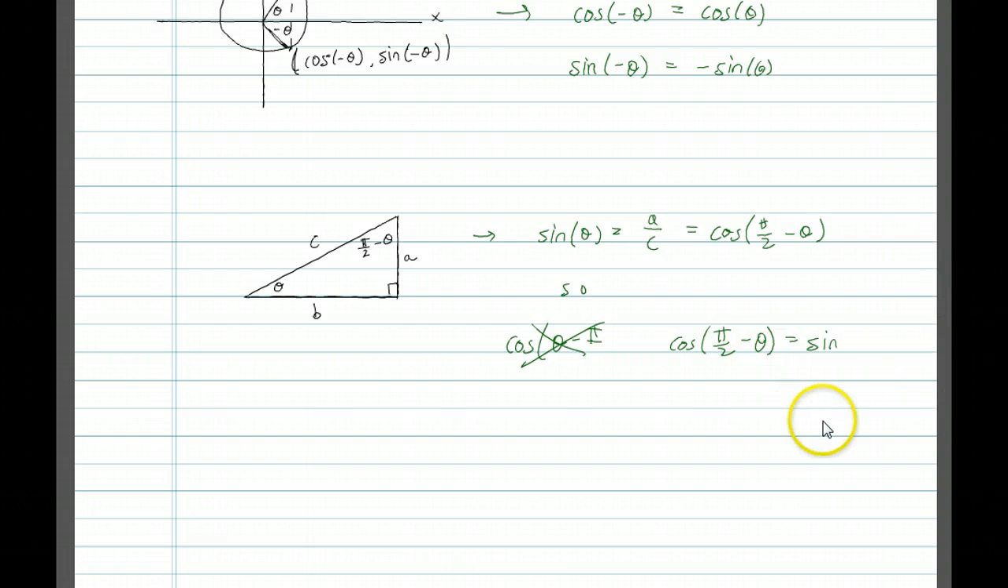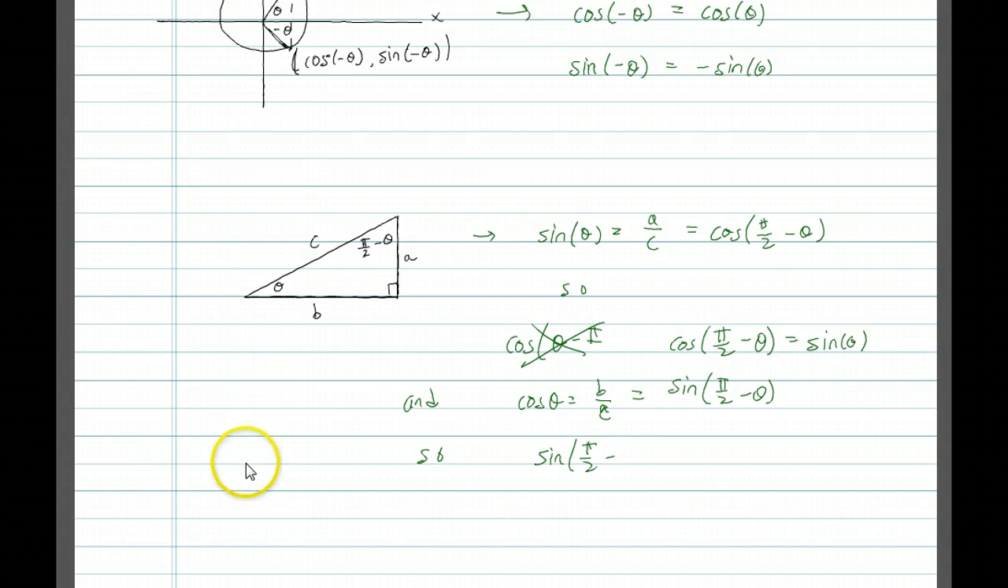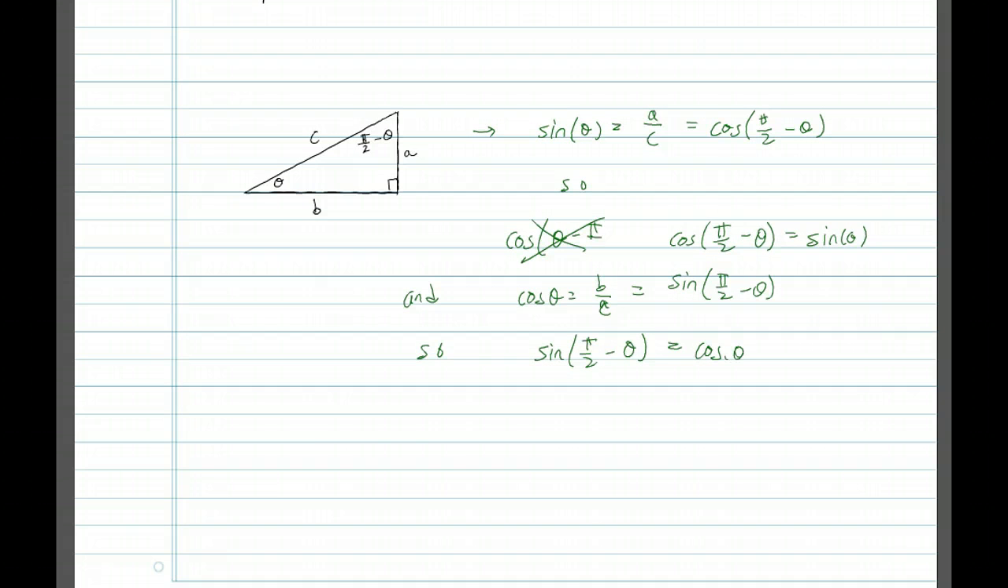Now we can play the same game with the cosine. If you take cosine of theta, you're going to get adjacent over hypotenuse, which is b over c, looking from the lower corner. Looking from the upper corner, sine of pi over 2 minus theta would be opposite over hypotenuse, which is b over c. And we make a similar conclusion that sine of pi over 2 minus theta is the same as cosine of theta. So we can switch between cosine and sine if necessary using these identities. That's going to be necessary when we derive the sum and difference formulas.